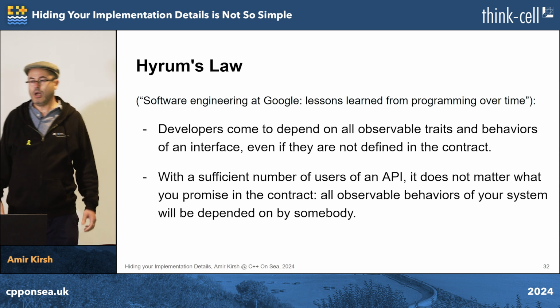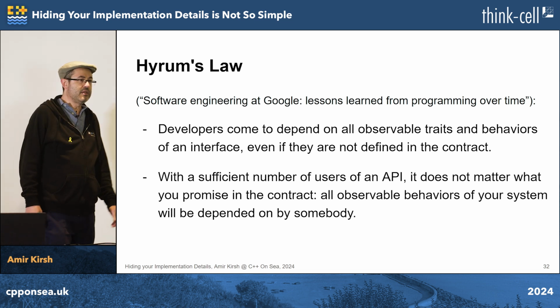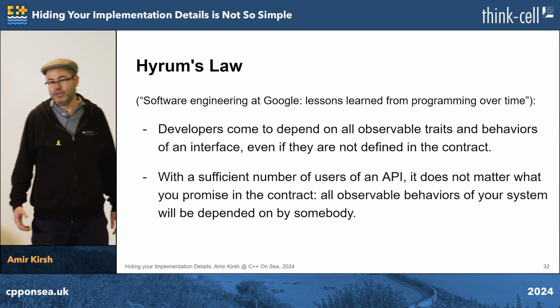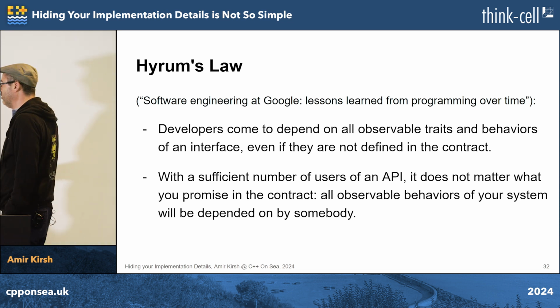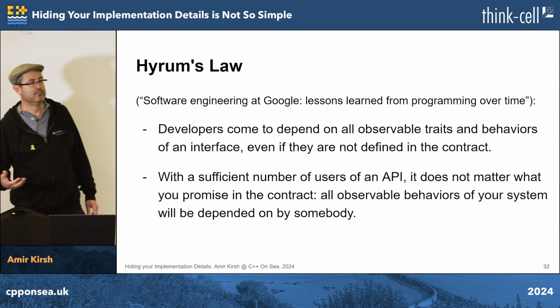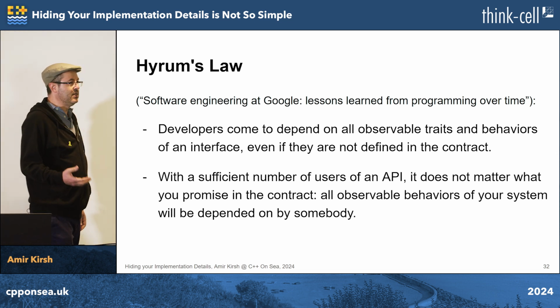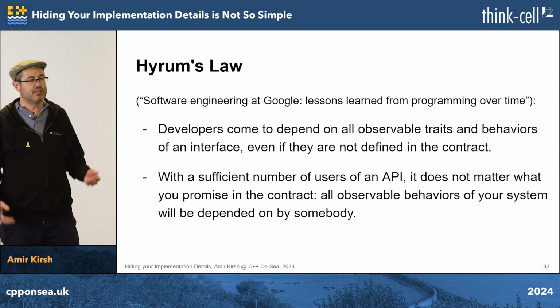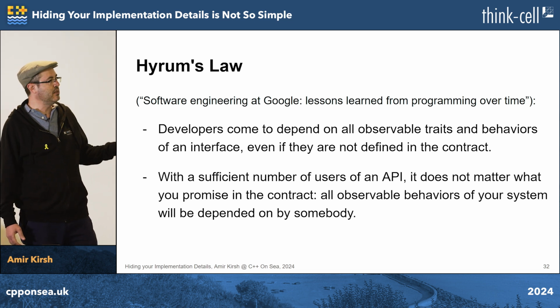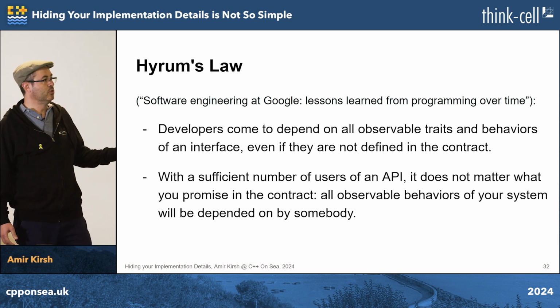Hyrum's law says that anything that is exposed, even if not documented as something that you should use or are allowed to use, eventually will be used. So let's assume that I put the idea in the public, or I say in the documentation, you should not assume that this thing is in the public, but you should not do this and that. Eventually, somebody would do this and that.